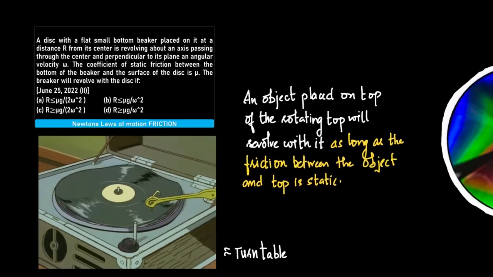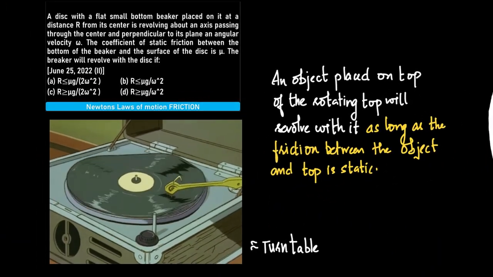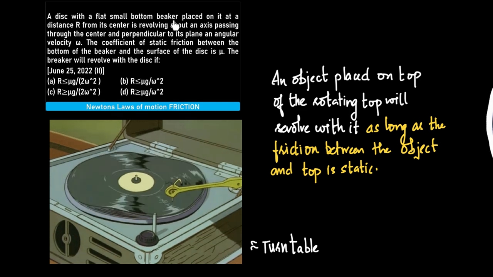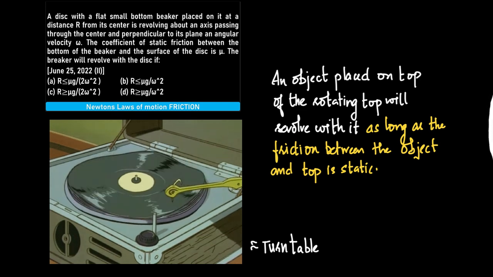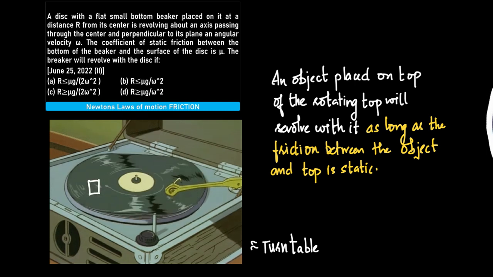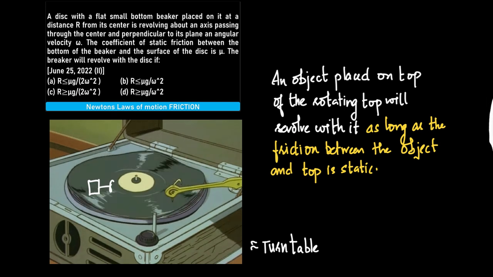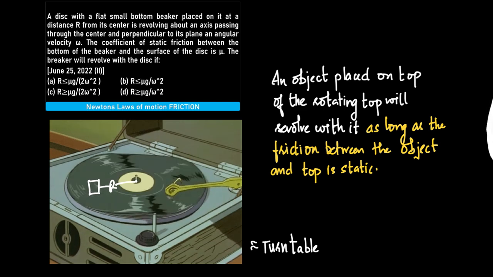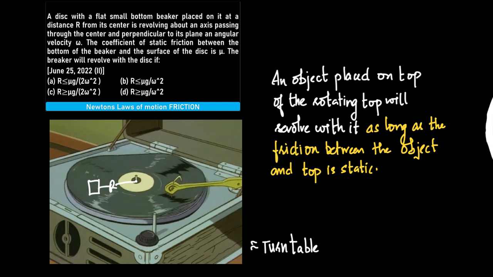So what do we have here? A disc with a flat small bottom beaker. Let us assume that there is a flat bottom beaker kept here, at a distance r from the center. It's revolving. So this disc and beaker are revolving around an axis passing through the center.